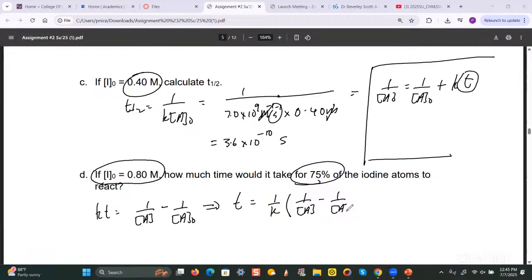t would be equal to 1 over k times 1 over the concentration of A minus 1 over the initial concentration of A, right? And the key thing, because we know what k is already, and we know what the initial concentration of A is. What we don't know directly is the concentration of A, but we have some information here that can help us. So how would we determine the concentration of A? It says, how much time would it take for 75% of the iodine atoms to react? So the concentration of A would be equal to what?